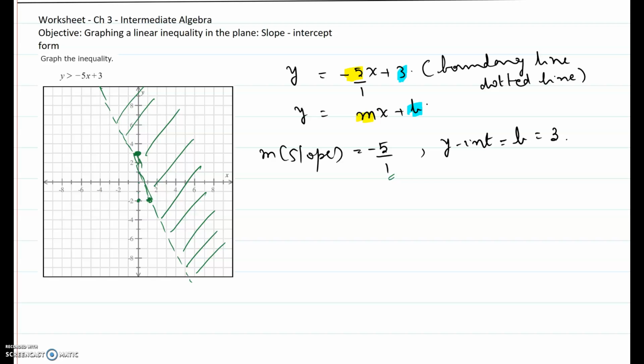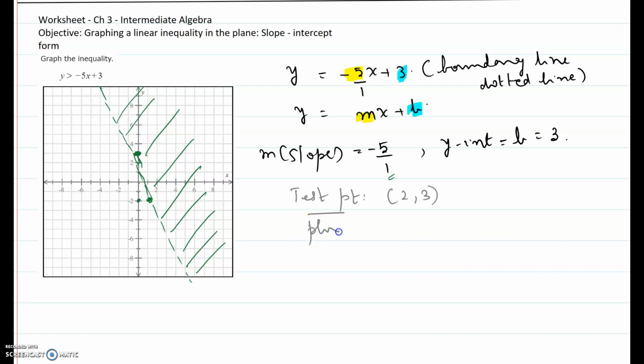But we will justify that by taking a test point. The test point can be any point above this line. So let's pick 2, 3, which is a point on the upper side of the graph. Then we will plug it into the inequality y more than negative 5x plus 3 and see whether the statement is true or false.